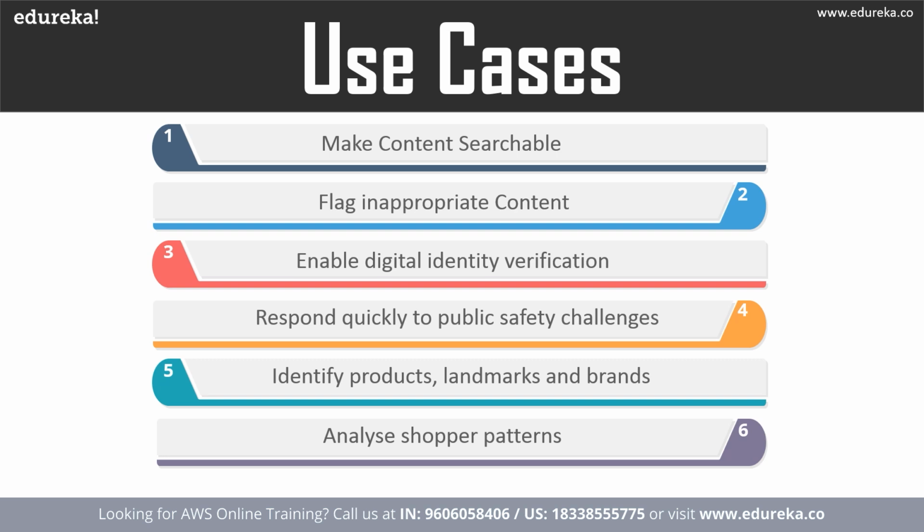So the next point here is identify products, landmarks, and brands. App developers can use Amazon Rekognition Custom Labels to identify specific items in social media or photo apps. For example, you could train a custom model to identify a famous landmark in a city to provide tourists with information about its history, operating hours, and ticket prices by simply taking a photograph.